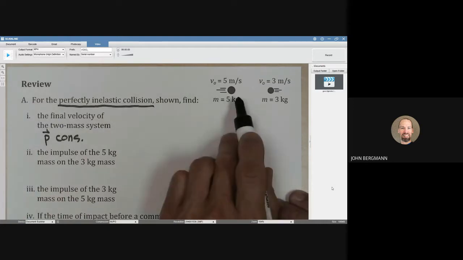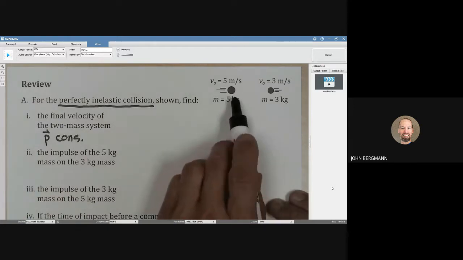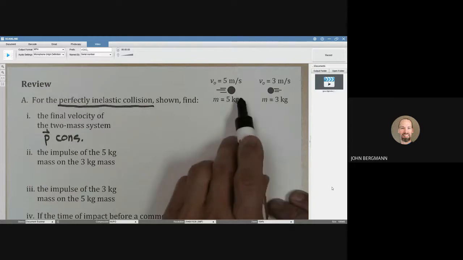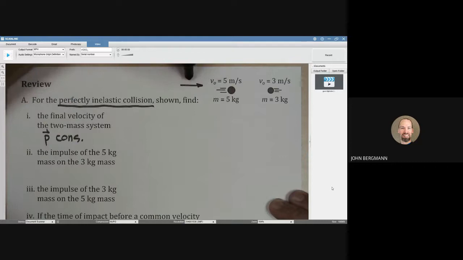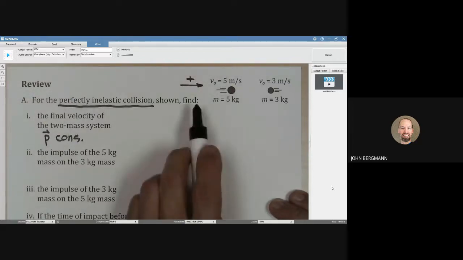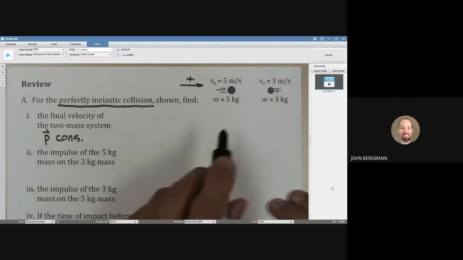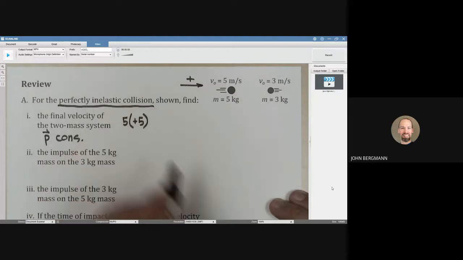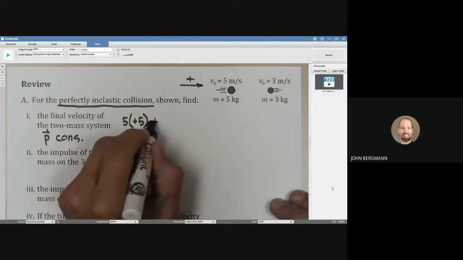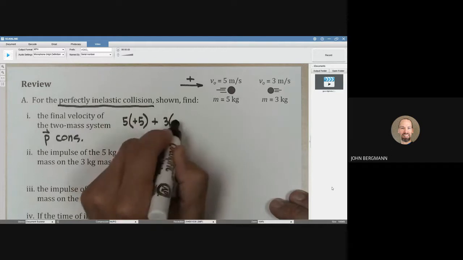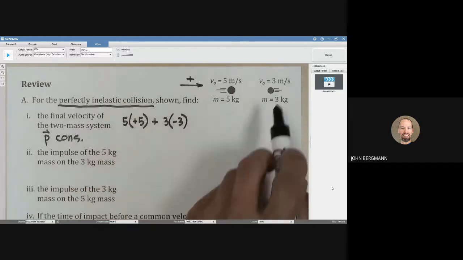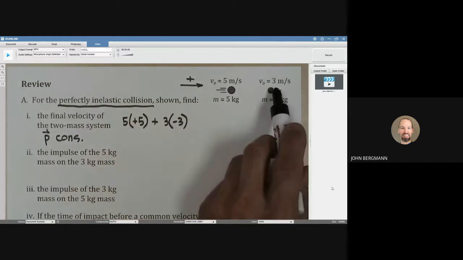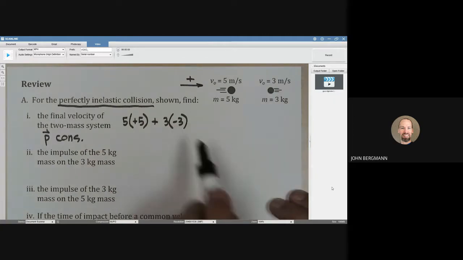It's very important whenever we're talking about momentum, especially if the two objects are going in different directions, we have to assign a direction to be positive. And if it's not that direction, then it's negative because momentum is a vector. So I'm going to choose to the right to be positive. So the initial momentum is going to be mass times velocity of that object plus mass times velocity of that object. This velocity is -3 because it's going to the left.